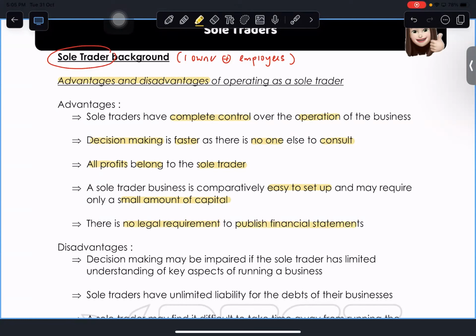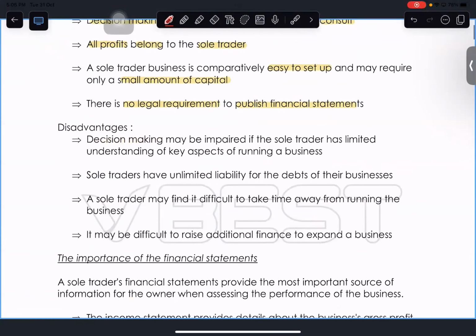There's a few advantages. So the advantage and disadvantage part is quite important because they like to ask in the IG paper. So you guys have to know. If you are taking business, then I think you guys already know. If you are not, then maybe you have to memorize it, okay? Because econs and this is a bit different.